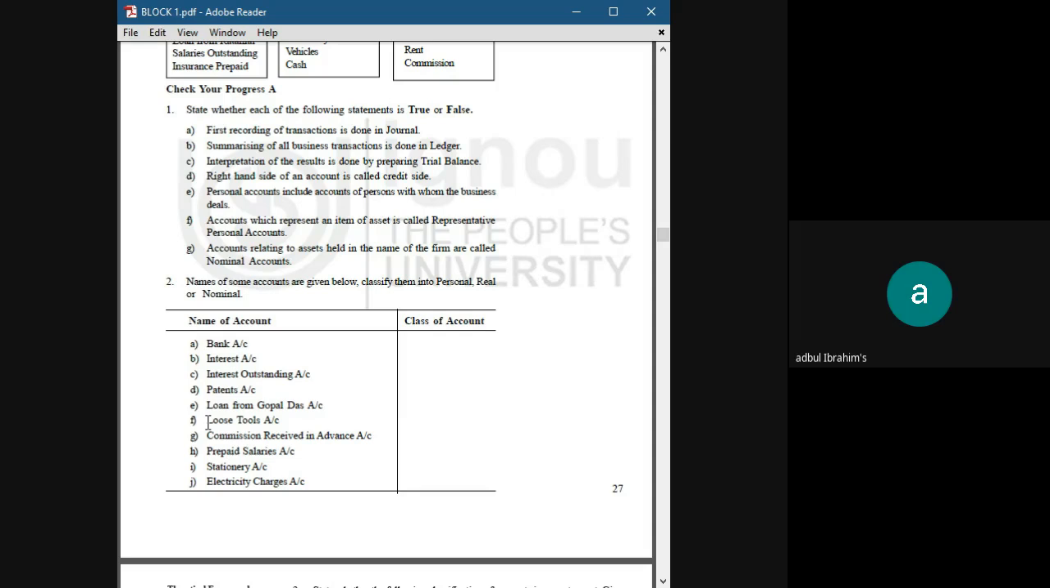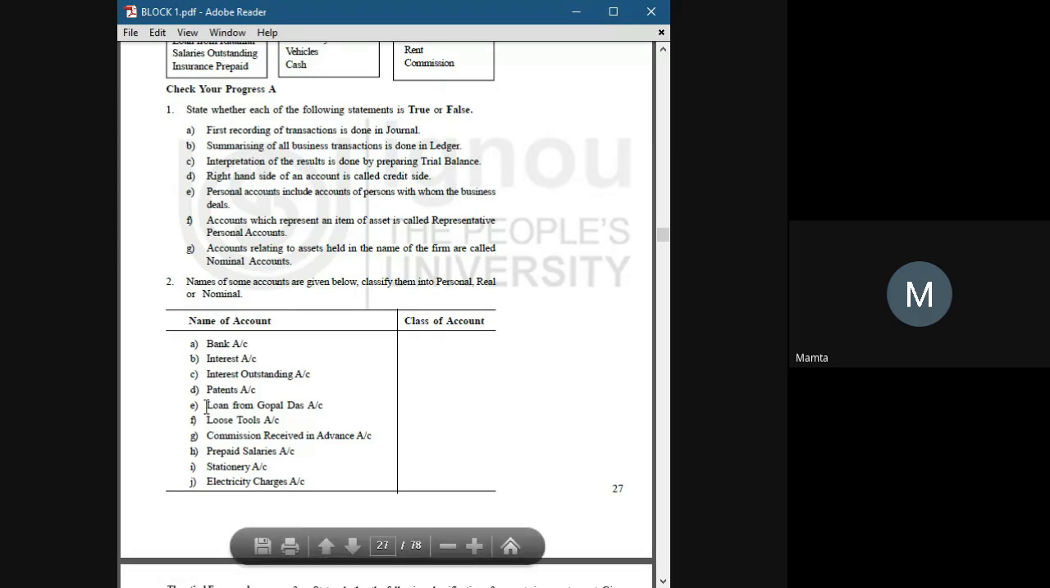Okay, ma'am. Now you won't answer, somebody else will. Give exposure to them as well. Tell me about the loan from Gopal Das account.